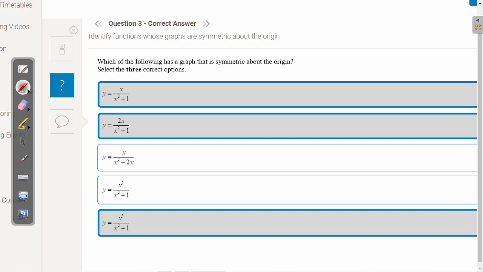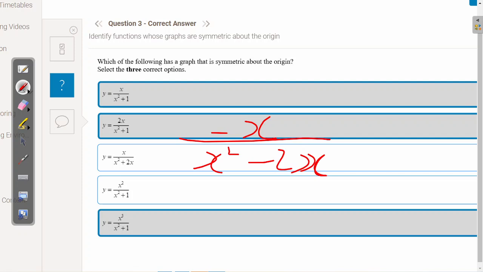If you have 2x over x squared plus 1, I'll just immediately do the negative 2x over negative x squared plus 1. Again, this is the numerator, so you can factor it out. It will become the whole thing negative, so it's odd. X over x squared plus 2x, you'll get negative x over negative x squared is x squared. It will be minus 2x.